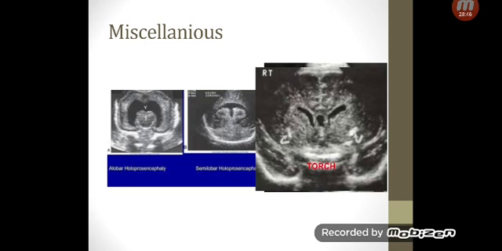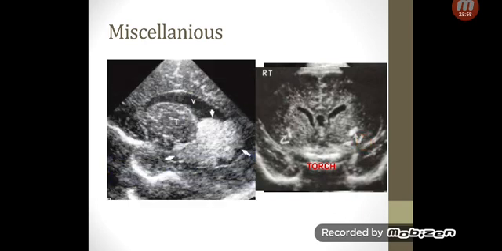Basically, you should look for TORCH, because what you're expecting with periventricular calcification is usually congenital CMV. But it's a really good thing to pick up, to be honest.